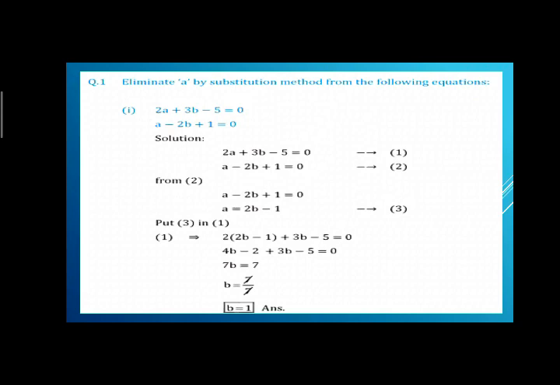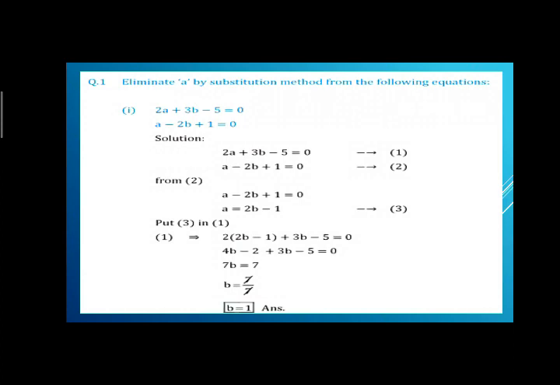So we pick equation number 2. Equation 2 is a minus 2b plus 1 equal to 0. Now you just find the value of a, so shift the minus 2b plus 1 toward the right hand side to find the value of just a. After simplification, the value of a is equal to 2b minus 1. Then we name this equation number 3.